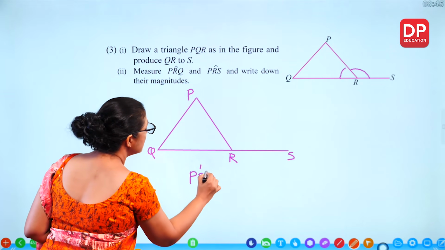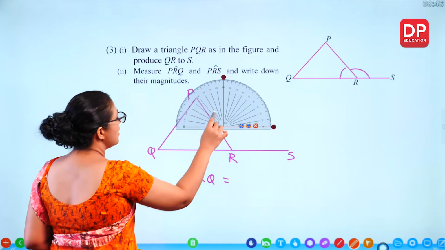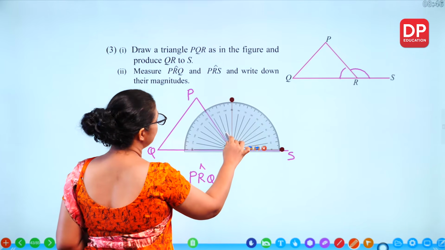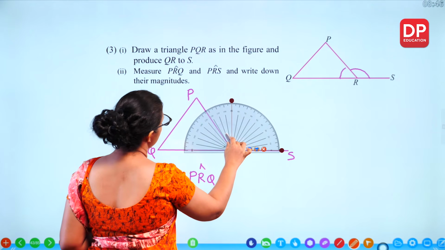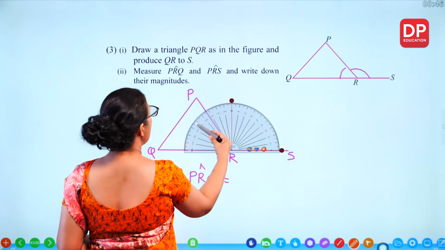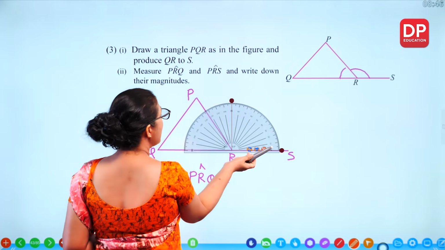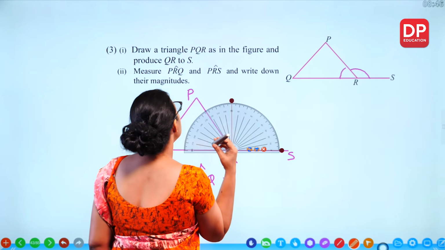Now we'll measure PRQ angle, this angle. So take the protractor and measure this angle. So we have to measure this way. So I'm getting 123.